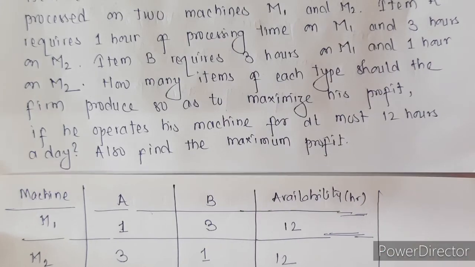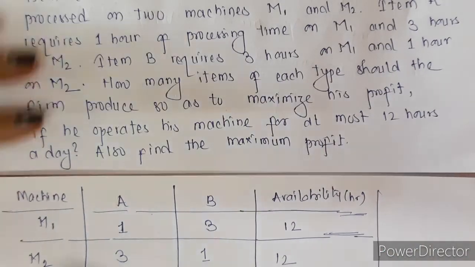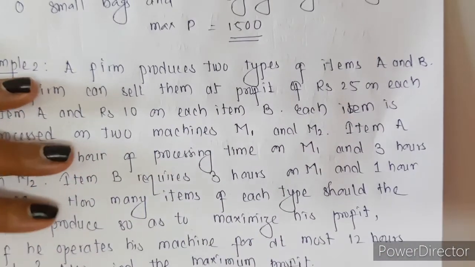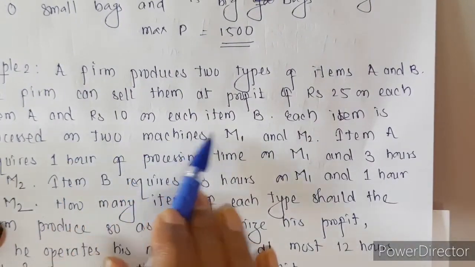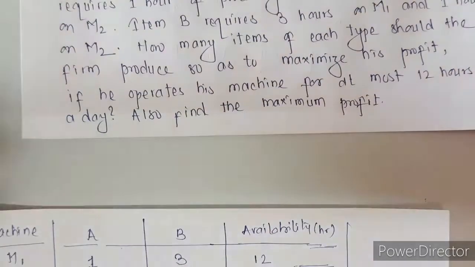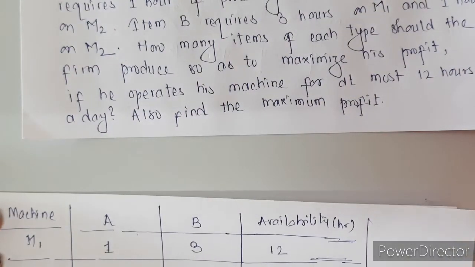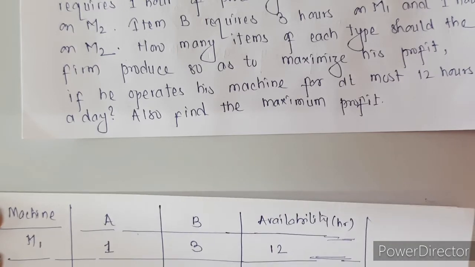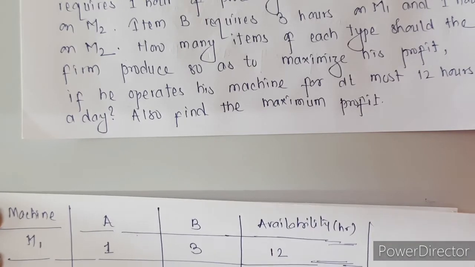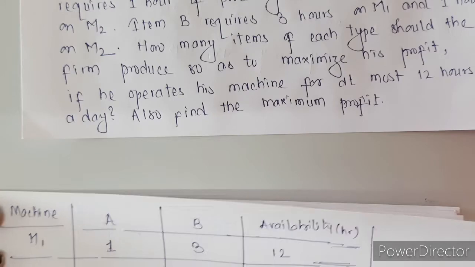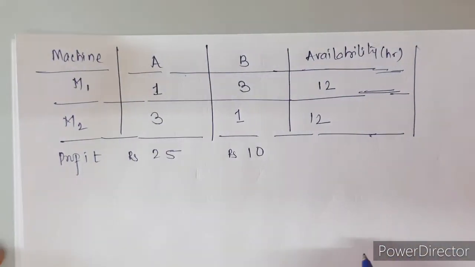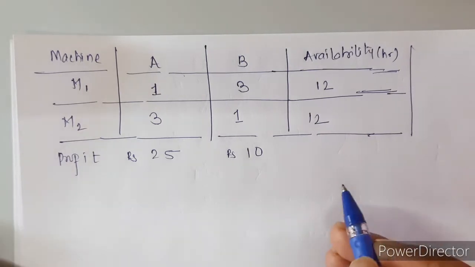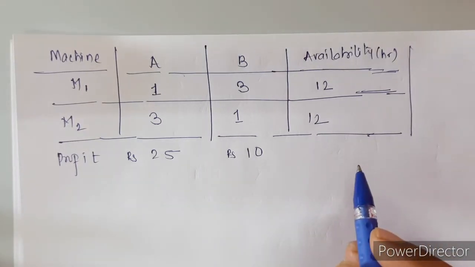Okay. Now what is the profit we are going to get? Profit of rupees 25 each on item A and 10 on each item B. So profit here is rupees 25 on A and rupees 10 on B. So we have tabulated the data whatever is given in the problem.